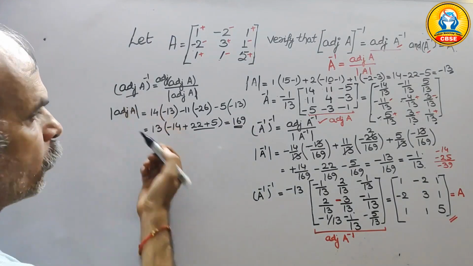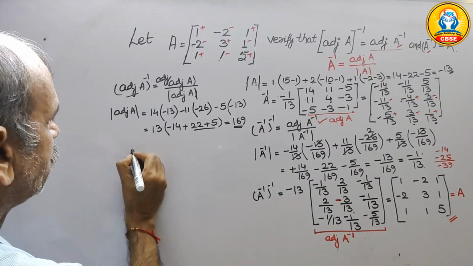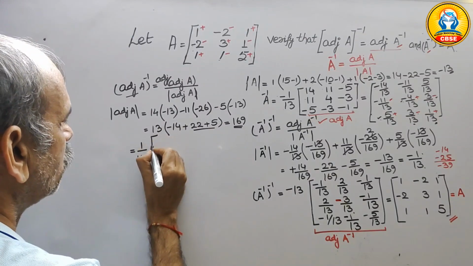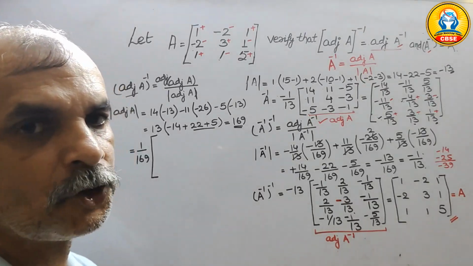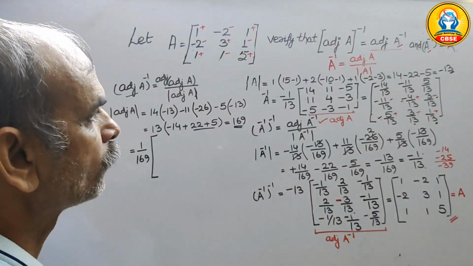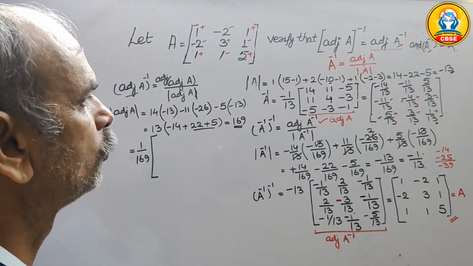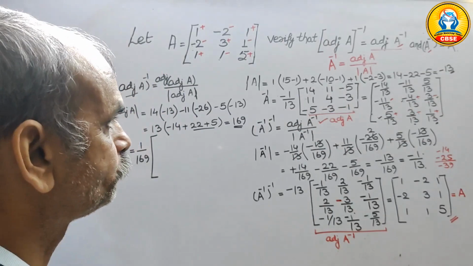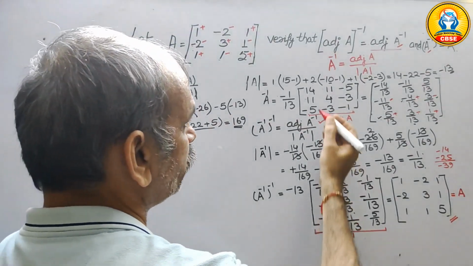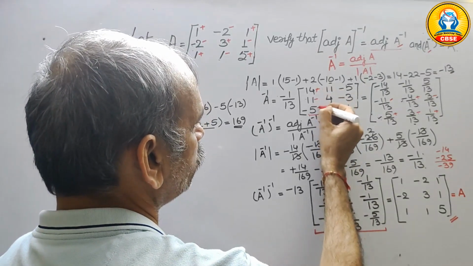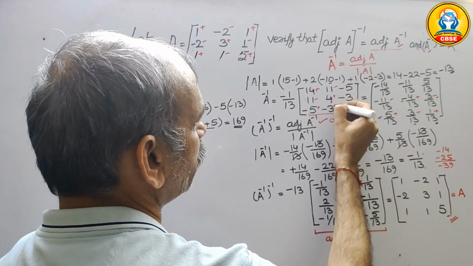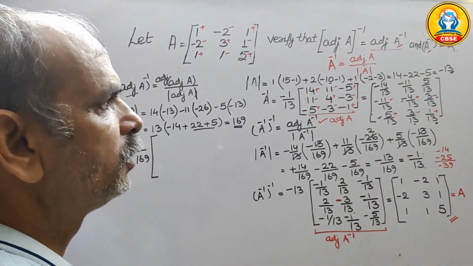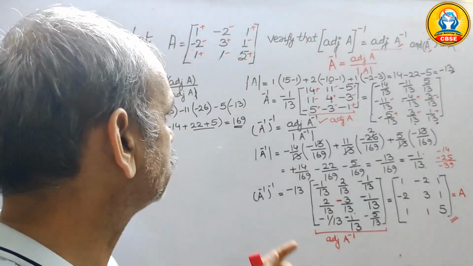Now we have to go for our formula. So that is equal to, we can say, 1 by 169. Now comes your adjoint of adjoint A. So now adjoint, that means position. So just we will write that. What is that position? First is positive, negative, positive, negative, positive, negative, positive, negative, positive. So first row need not do anything. Just we have to see this.